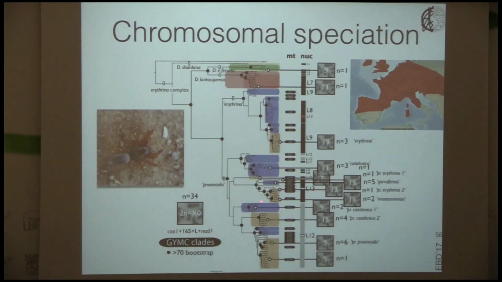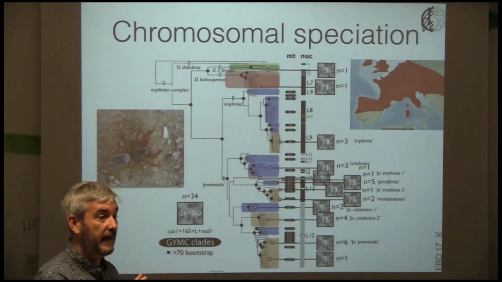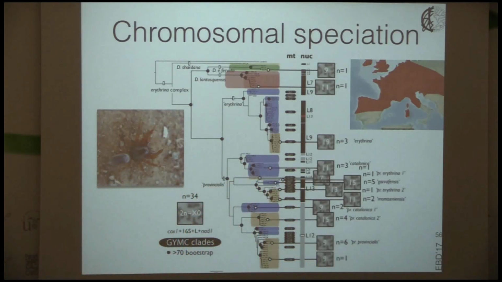And even some of the groups which are very closely related, with very low diversity, change completely the number of chromosomes. And again, we show, using both nuclear and mitochondrial data, that the populations with the same kind of rearrangement are all monophyletic. So there's no exchange between different chromosomal types. Well, that was shown in the continent.